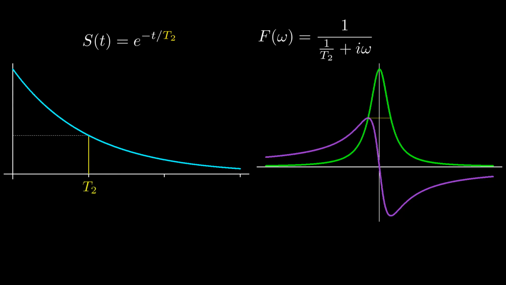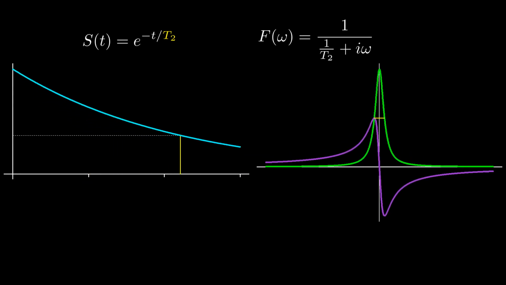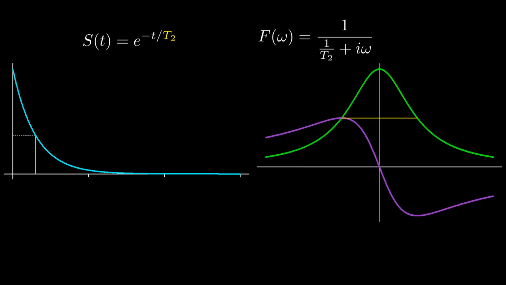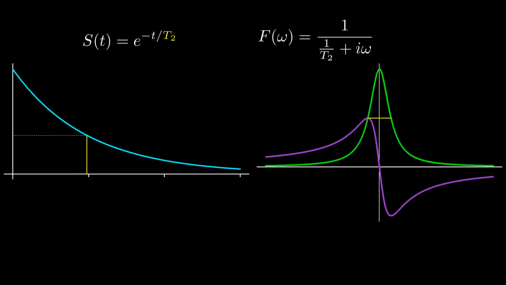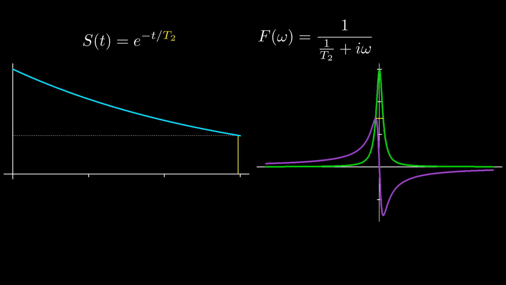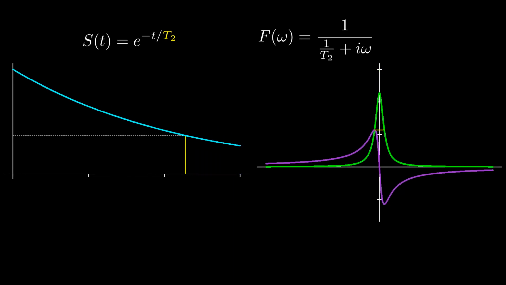Notice that longer T2 has correspondingly narrower Lorentzian peaks and shorter T2 has a wider Lorentzian peak. I've animated the Lorentzian here with a plot scale anchored to the height of its peak, but you'll notice from big F of omega that the peak height also changes with changing T2. So here's a fairer animation of the same T2 scaling but with a static plot window.